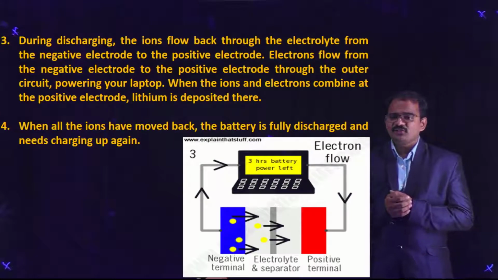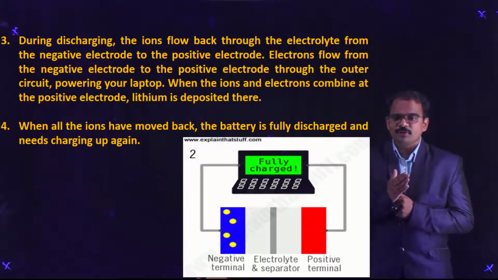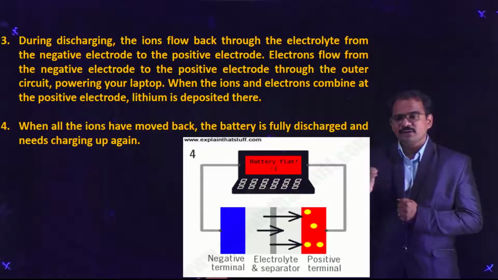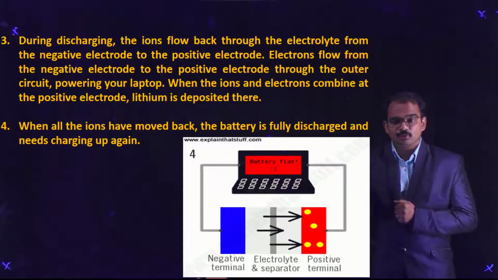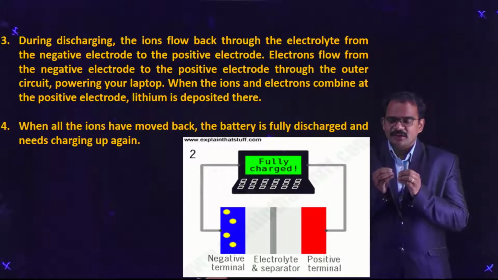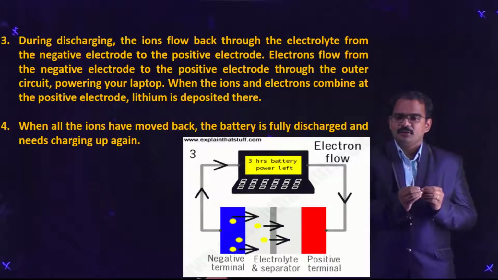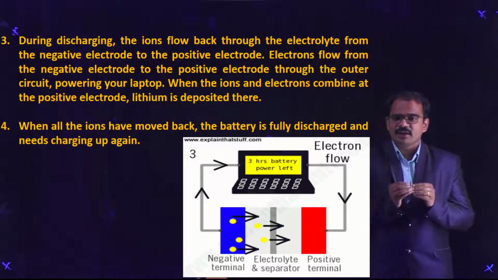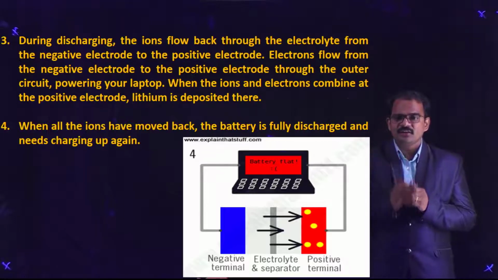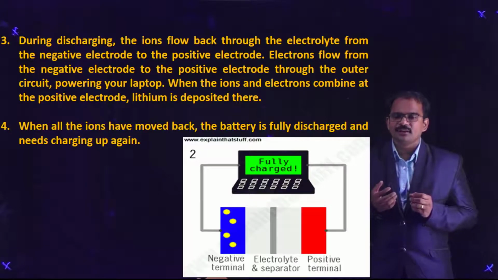During the discharging process, the lithium ions now move from the negative terminal to the positive terminal of the battery. Along with these lithium ions, the electrons also move from the negative terminal to the positive terminal, but through the external circuit. The lithium ions pass through the electrolyte and separator, whereas the electrons pass through the external circuit. This is what happens whenever you remove the charger from your laptop.